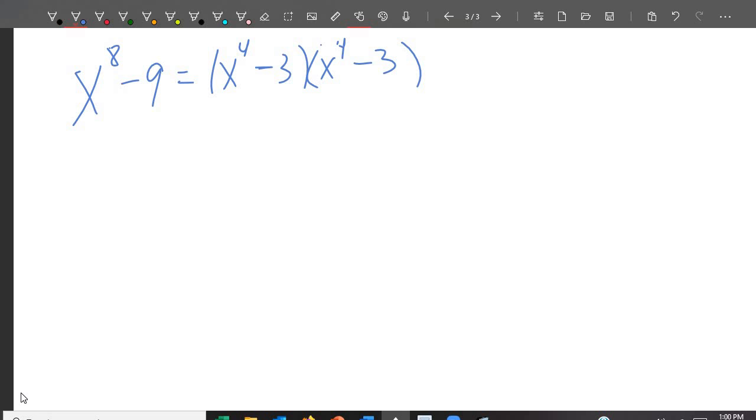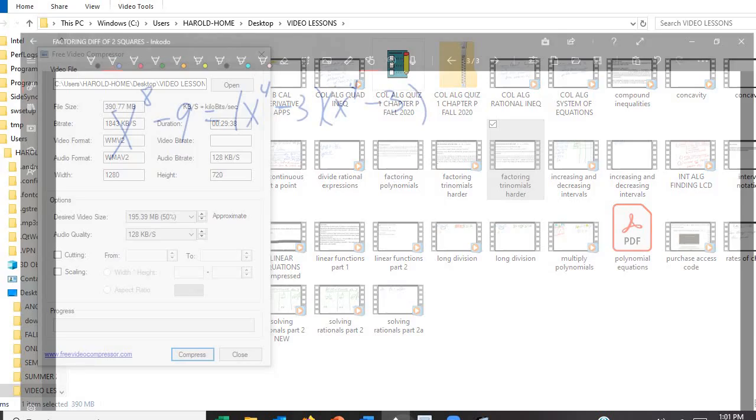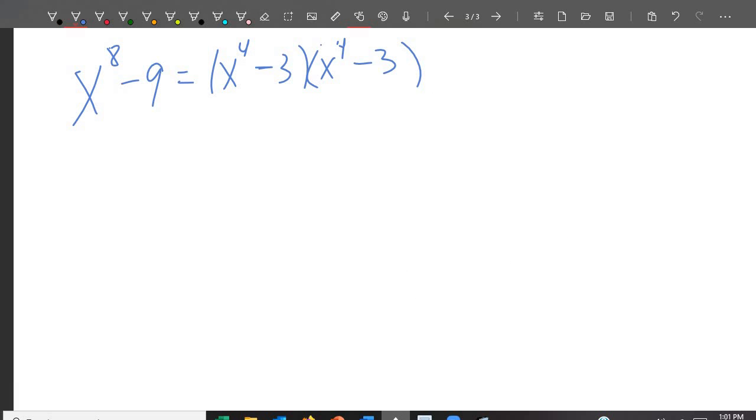Okay. Now, there are going to be times where you can factor a difference of 2 squares, and your answer will also have a difference of 2 squares. So I want to do some of those. So if your exponent is greater than 2, it is possible you could have a difference of 2 squares in your answer and have to factor it again. But I know this one is a difference of 2 squares.